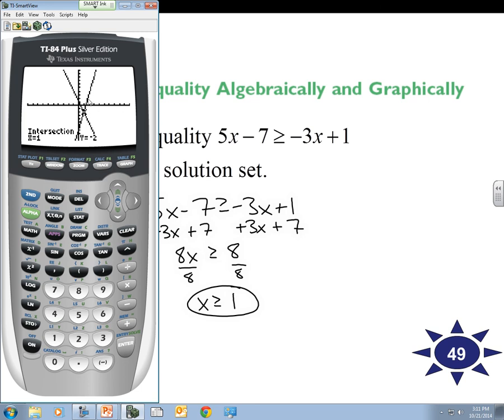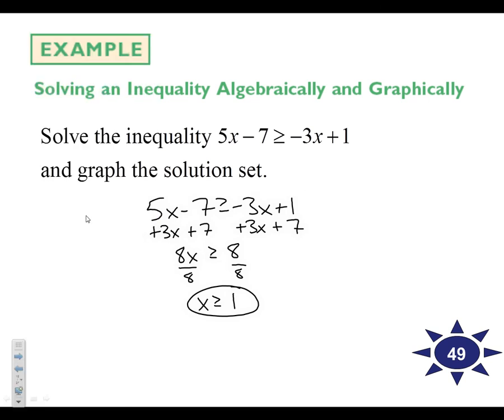All right, so a little longer. Most of the time you're going to do these algebraically. It's good to know that you can do them on the graphing calculator. For some things, we'll do it down the road in math. Try problem 49. See if you can do that on your own.